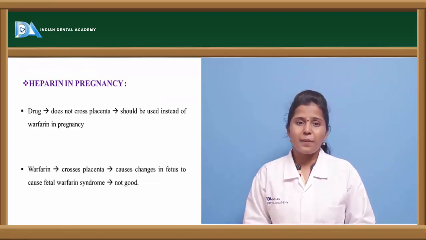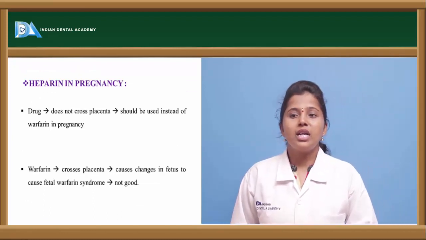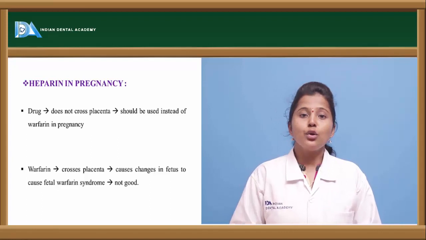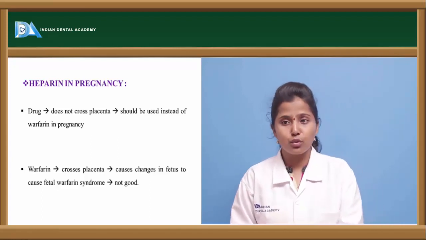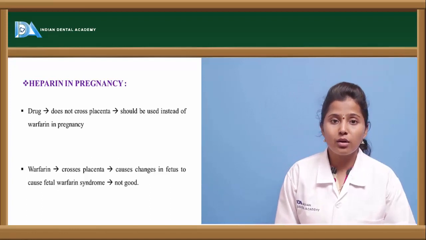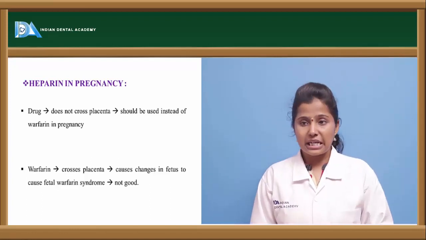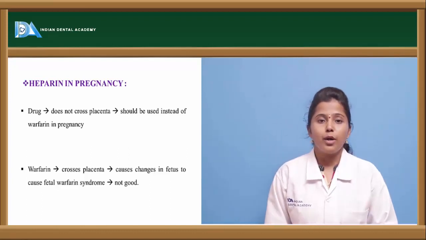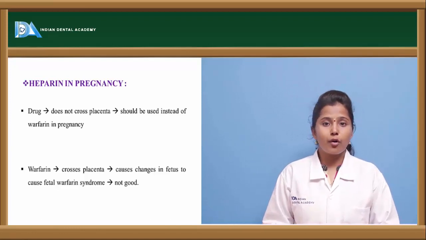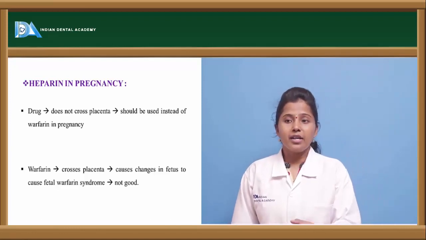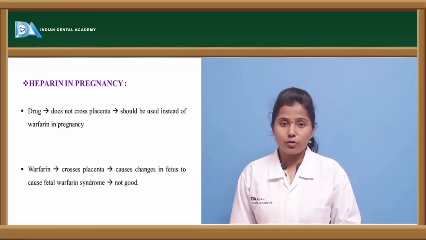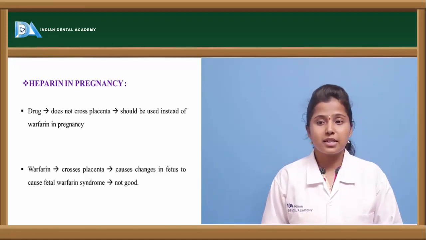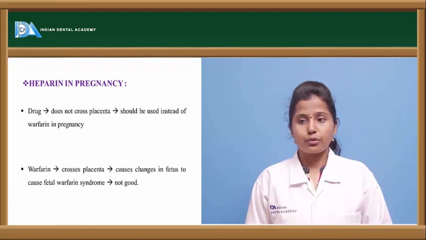Heparin in pregnancy. How are heparin and pregnancy related? Heparin cannot cross the placenta very easily. Instead of heparin, if warfarin is used, warfarin is an anticoagulant drug which crosses the blood placenta easily, and it causes changes in the fetus to cause fetal warfarin syndrome. So warfarin should not be used, because heparin does not cross the placenta, while warfarin, if it crosses the placenta, causes fetal warfarin syndrome.